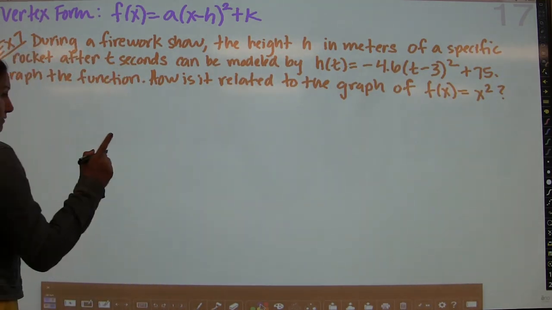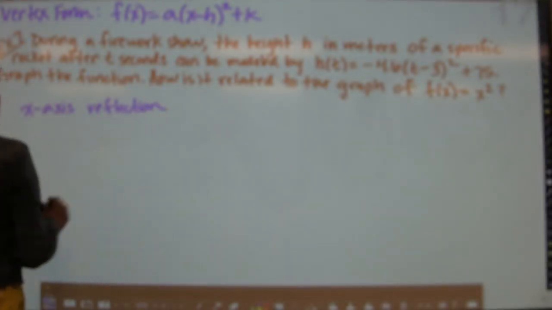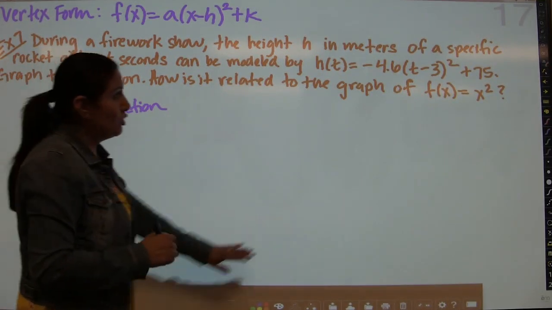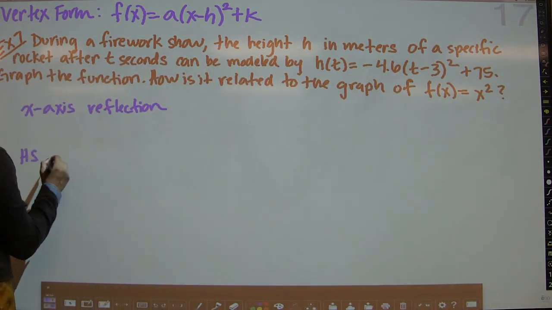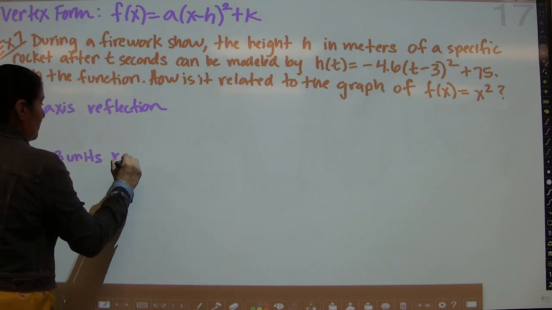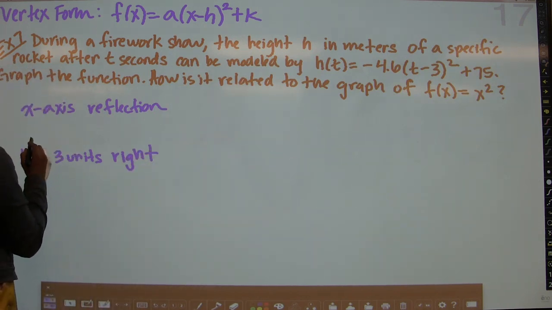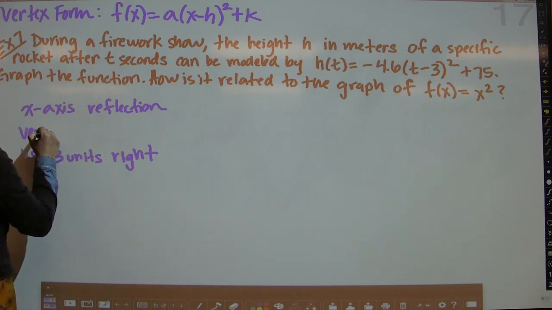So we know that there's a negative. So because of that, the graph should definitely be upside down, which is an x-axis reflection. And then we know that because of the minus 3 that's inside the grouping symbols, that's the horizontal shift. And that's going to be 3 units to the right because it's a minus 3. I also should mention the 4.6 means that we're going to have, 4.6 is larger than 1, so you're going to have a vertical stretch.